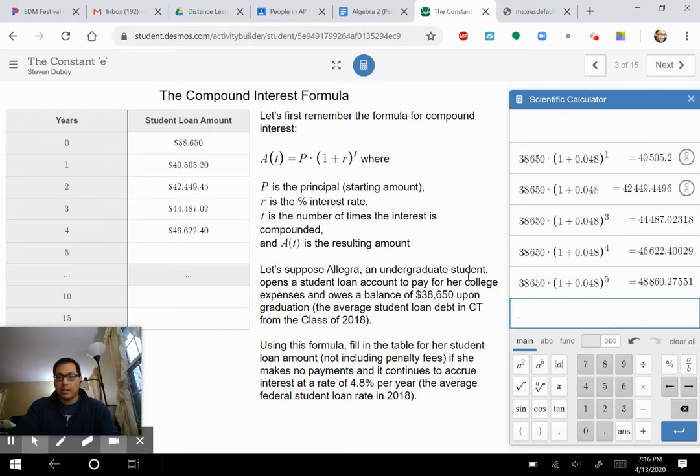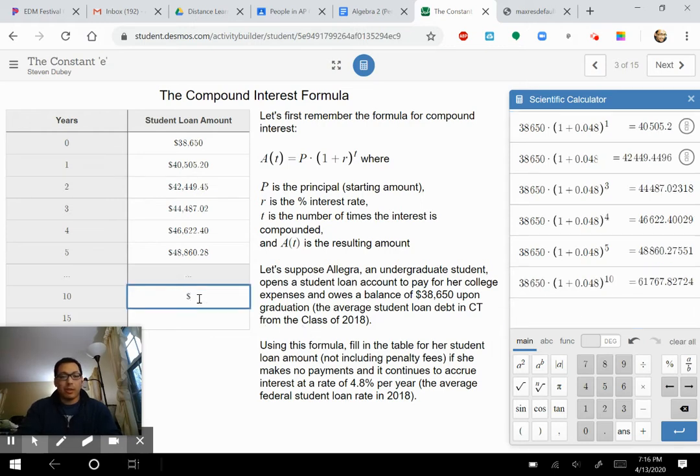5 years in, she'll owe $48,860.28. So 5 years later, she owes an extra $10,000 over what she originally borrowed from the loan company to pay for her college expenses, tuition and whatever. And that's a lot of money, $10,000. Hopefully she has a pretty good job after college. What about after 10 years? How much will she owe after 10 years?